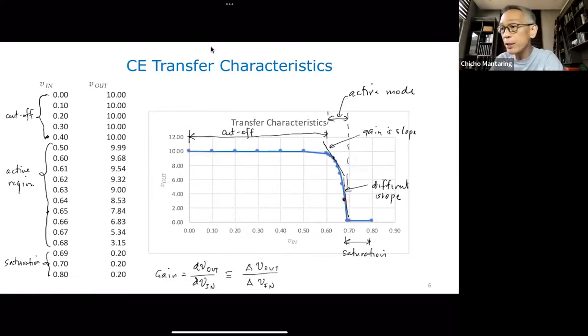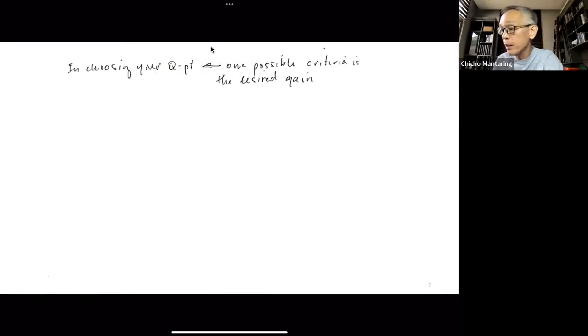By the way, just to give you an idea what gains we're talking about here, let's estimate the gain at, let's say, V in going from 0.65 to 0.75.